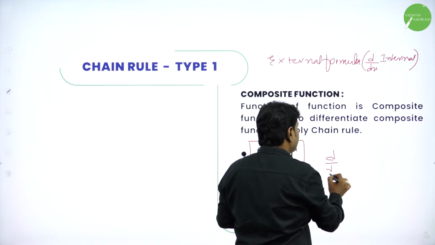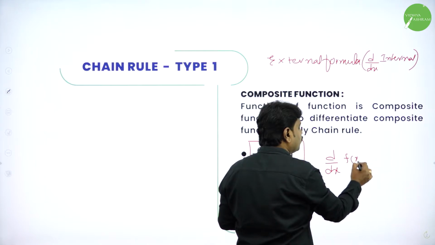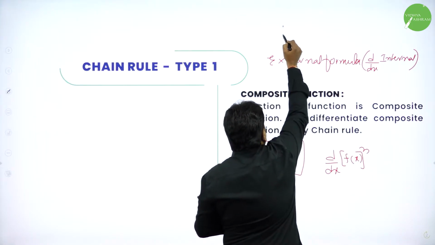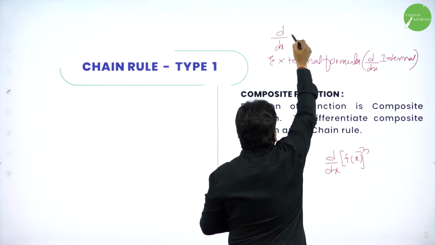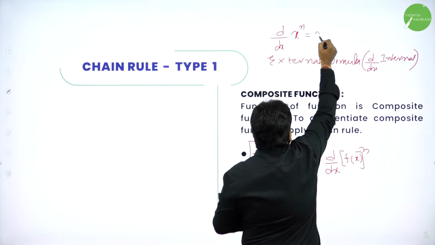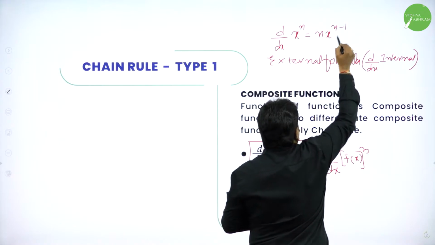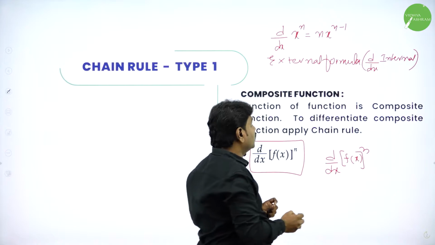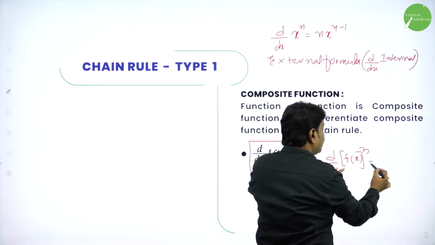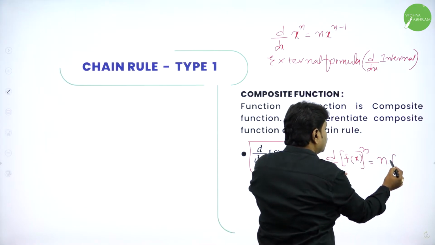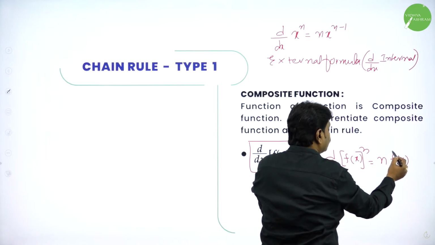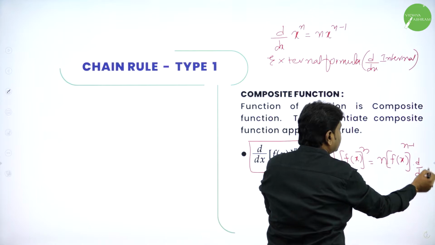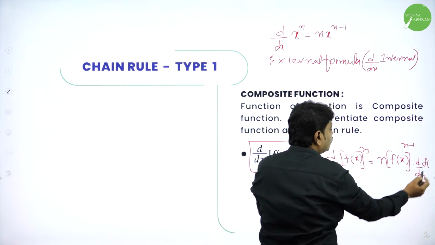So now, what is d by dx of f of x power n? D by dx of function power n, if you have, all of you know very well, derivative of x power n. What is d by dx of x power n? N into x power n minus 1. All of you know derivative of x power n is what? N into x power n minus 1. So similarly, d by dx of f of x power n is n into f of x power n minus 1 into d by dx of internal function into d by dx of what? F of x.